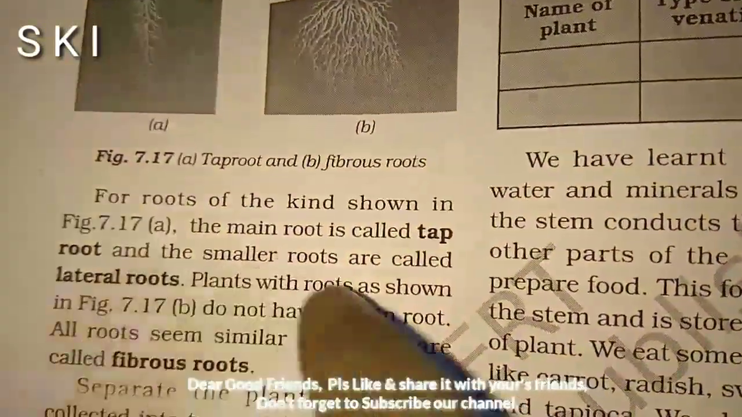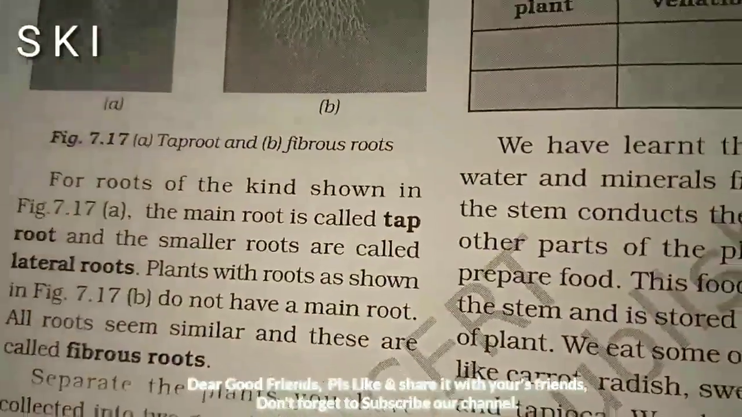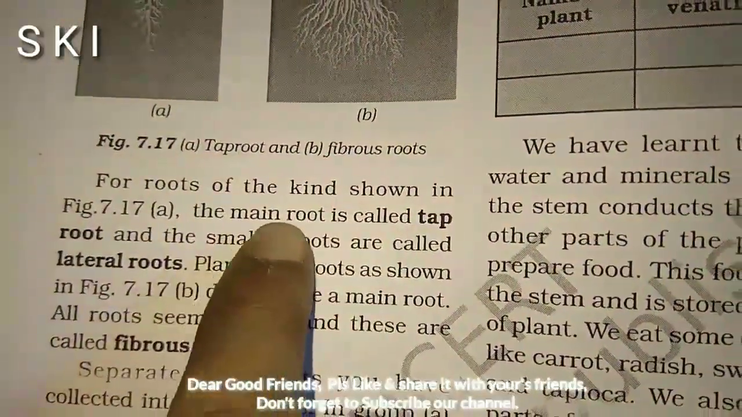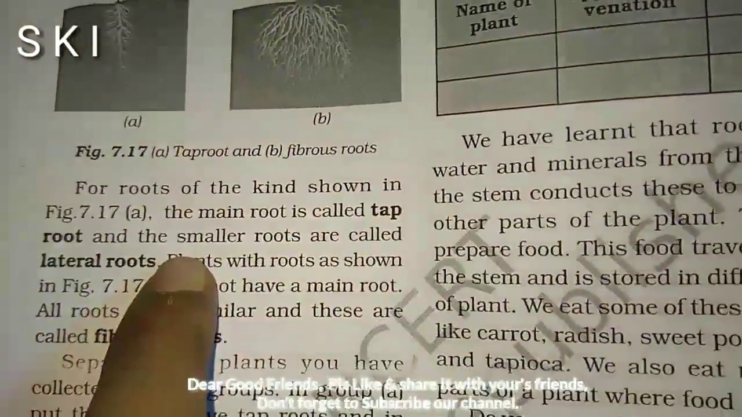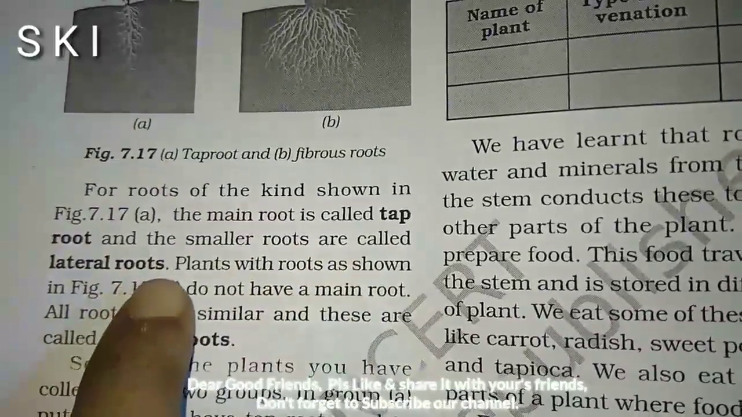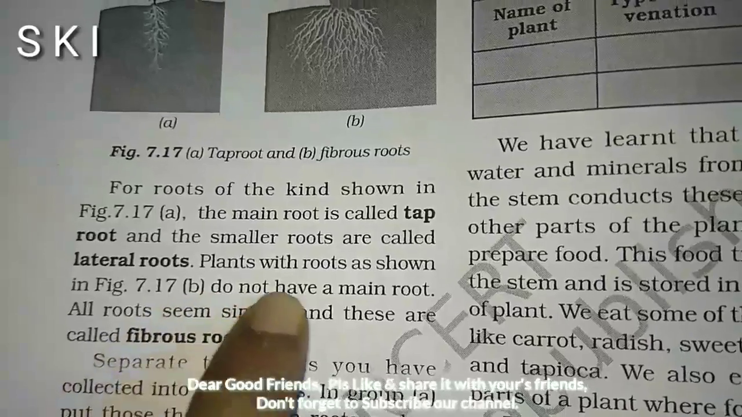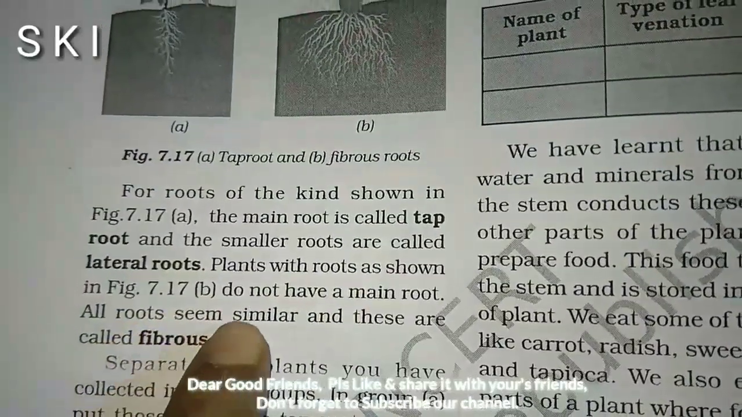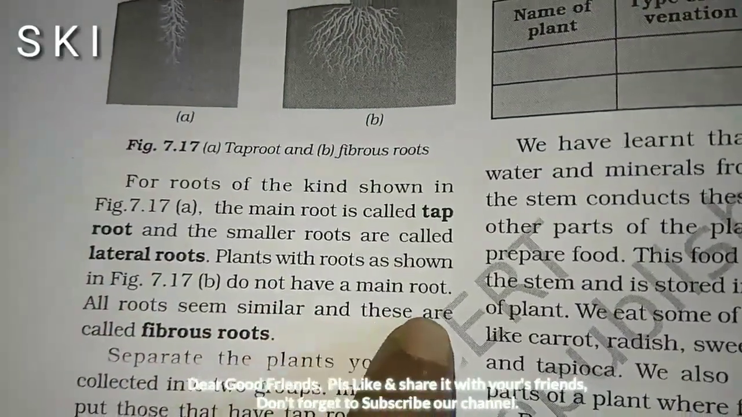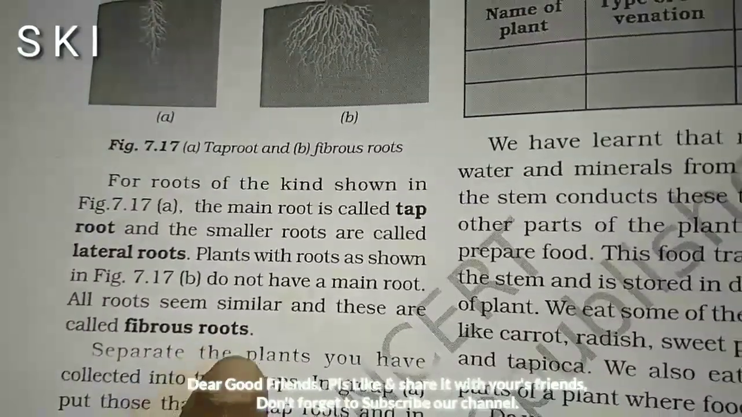For the roots of the kind shown in figure 7.17a, the main root is called taproot. The smaller roots are called lateral roots. The plants with roots as shown in figure 7.17b do not have a main root. All roots seem similar. These are called fibrous roots.